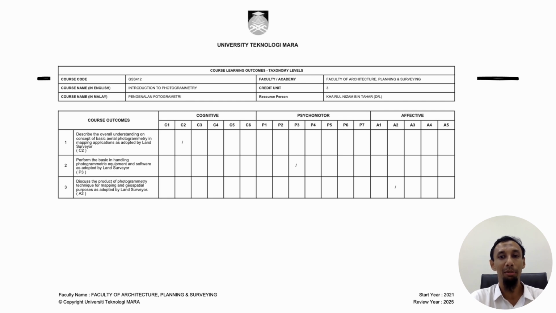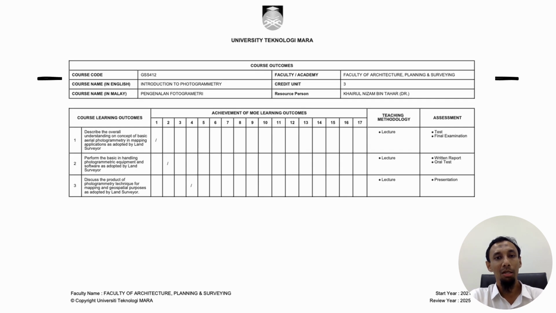Okay, so that is how you handle the photogrammetry instrument. And then CLO number 3 is affective. We expect you to achieve affective level 2. That means how you communicate, how you deliver your presentation. So we will try to improve your communication skill up to affective level 2.